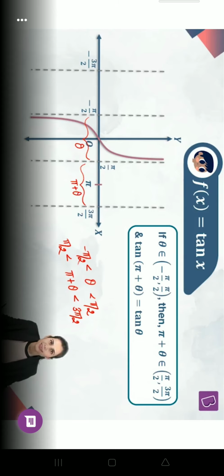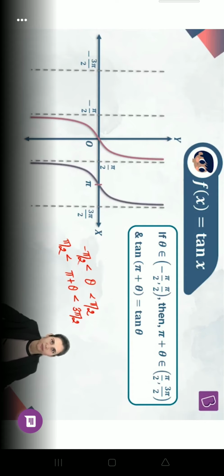If you just focus on the graph of tan in the open interval minus pi by 2 to pi by 2, which is an interval of length pi. Do you agree? The interval minus pi by 2 to pi by 2 is the interval of length pi. Then exact same replica photocopy is the graph of tan in the next interval of length pi, which is open pi by 2 to open 3 pi by 2. Also in 3 pi by 2 to 5 pi by 2, 5 pi by 2 to 7 pi by 2, minus 3 pi by 2 to minus pi by 2, minus 5 pi by 2 to minus 3 pi by 2, and so on.